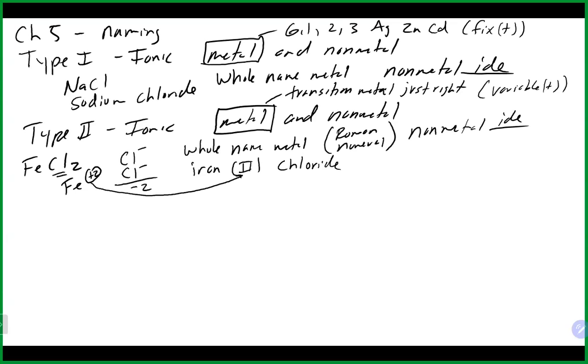So non-metal, metal, pretty much type 1, type 2, they're pretty much named the same. It's just whether or not you need a Roman numeral or not. Any questions on that there? So speaking of prefixes, that is where we use type 3 situation. And type 3 is basically 2 nonmetals together.